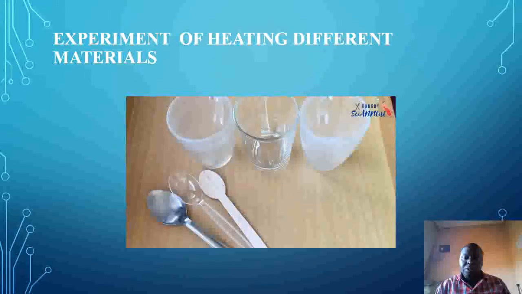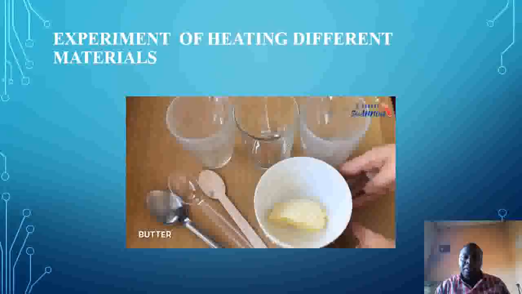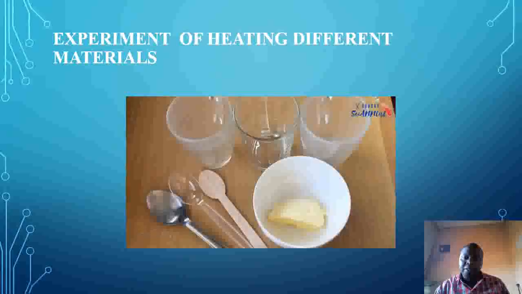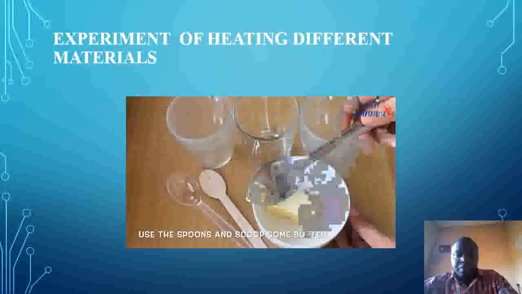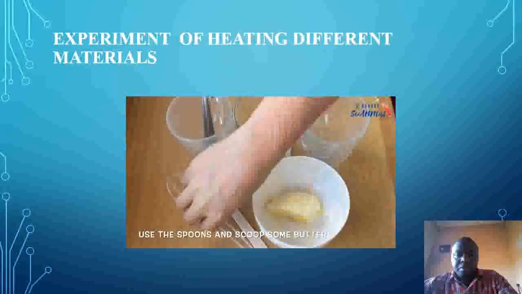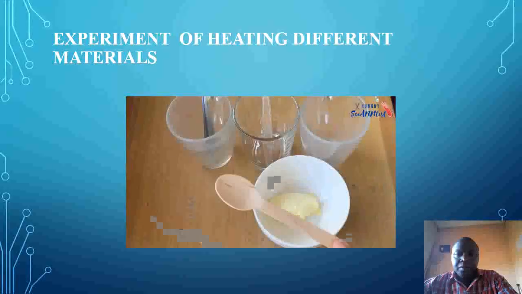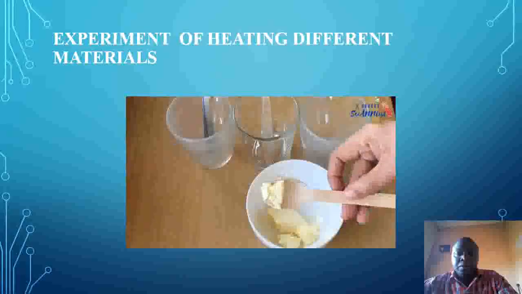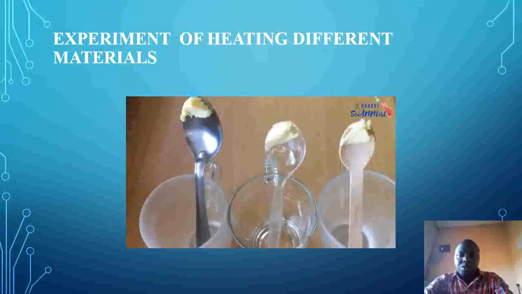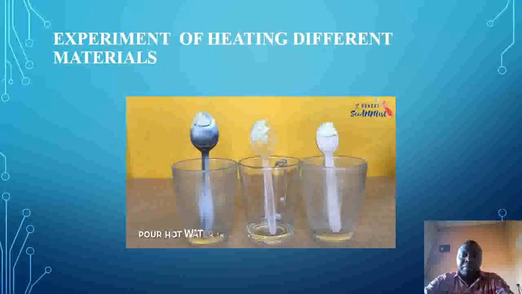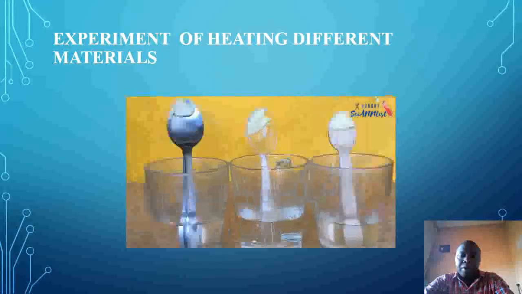Here we have 3 spoons, metallic and plastic. We have 3 cups. Yes, we can go through that. So we have metallic, we have plastic, and then we have wooden spoon. We are pouring hot water in each glass.